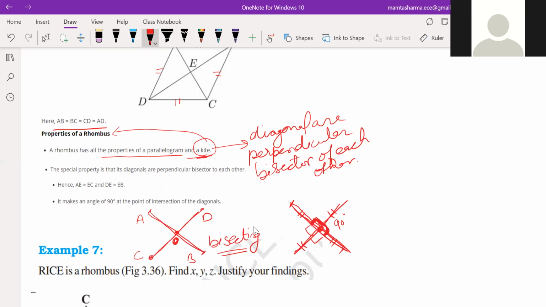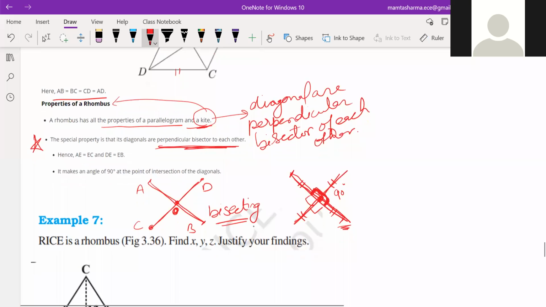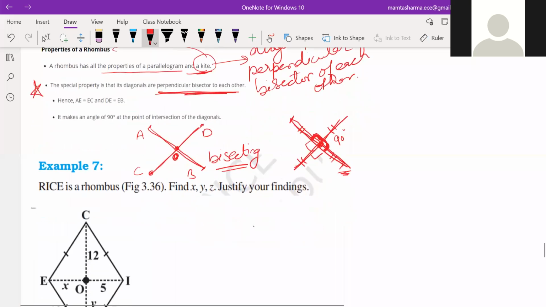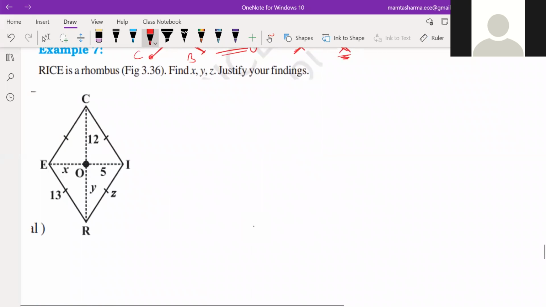So be careful while writing bisecting and perpendicular bisecting. In a rhombus, the diagonals are perpendicular bisectors. This is the main important property of a rhombus, and it will be asked in MCQ type questions. It will surely be asked, so remember this property. Now, I'm giving you one question.